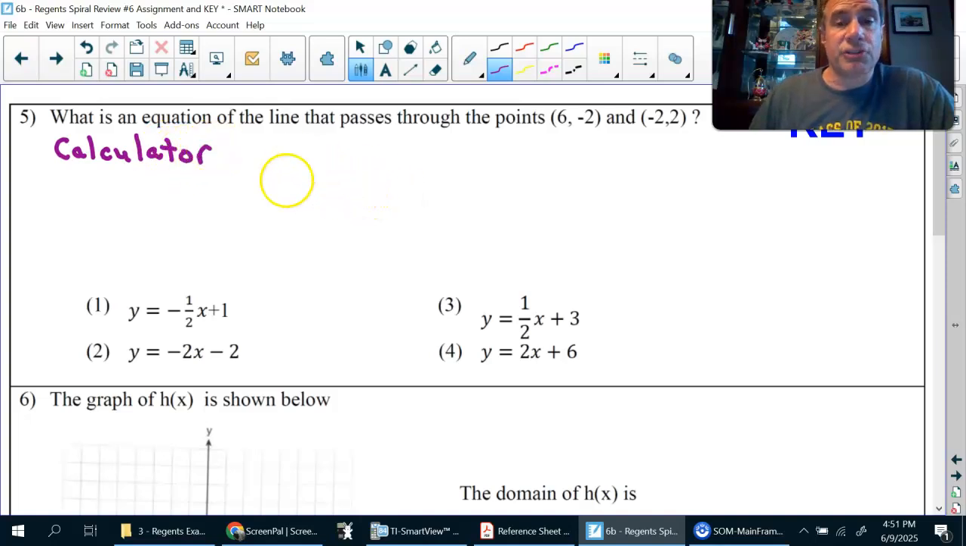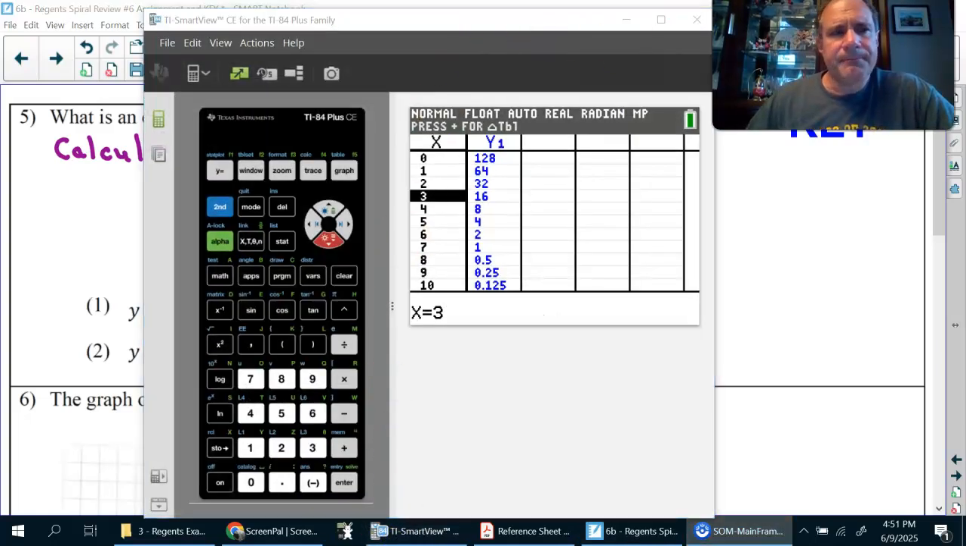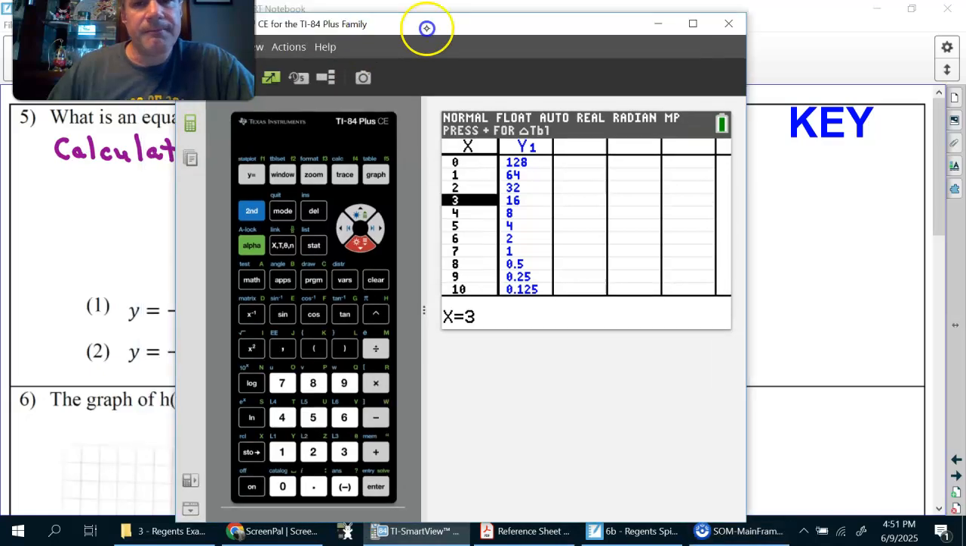Or you could figure out the slope and then use the point slope formula, or the y equals mx plus b to figure out the y-intercept. I would just use the calculator. So I'm going to bring the calculator up. I'm going to move my face over there.